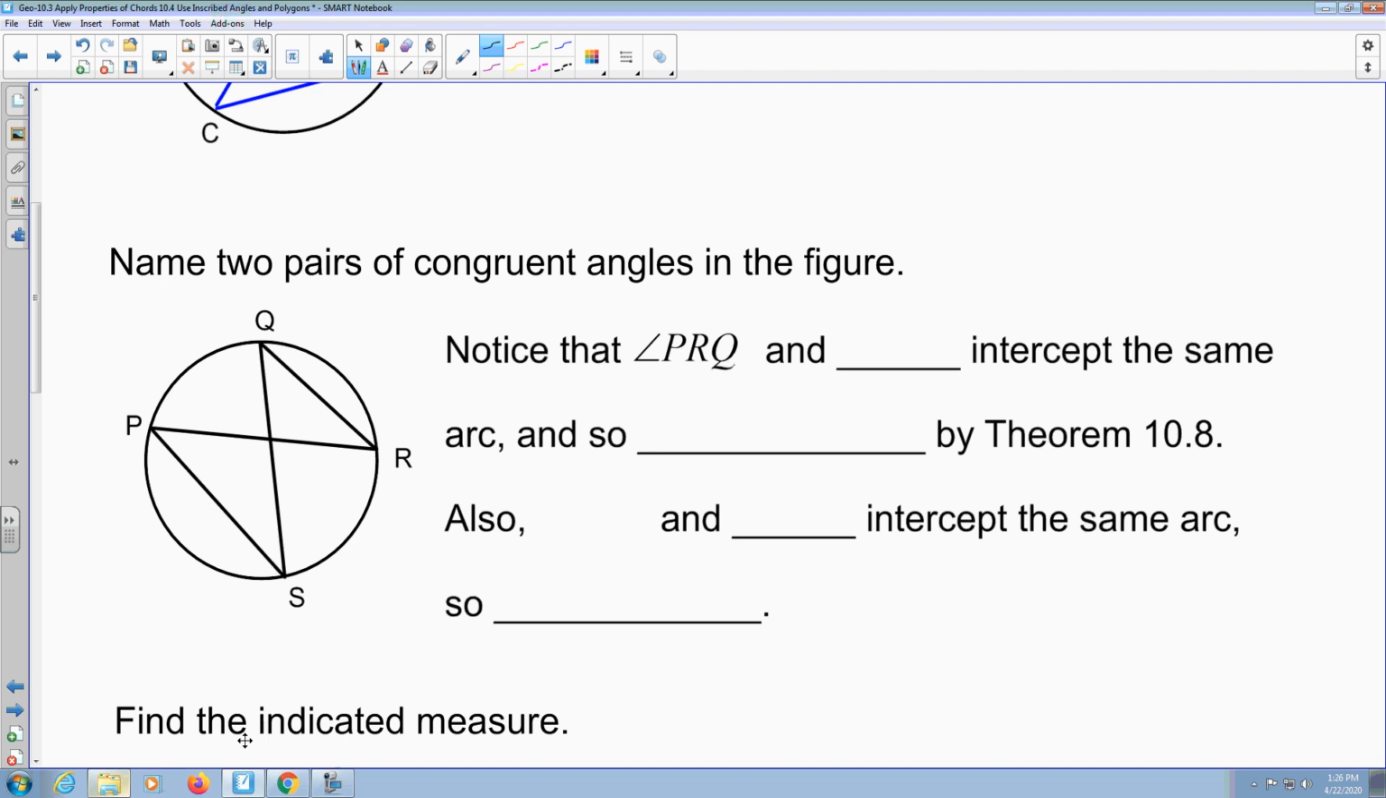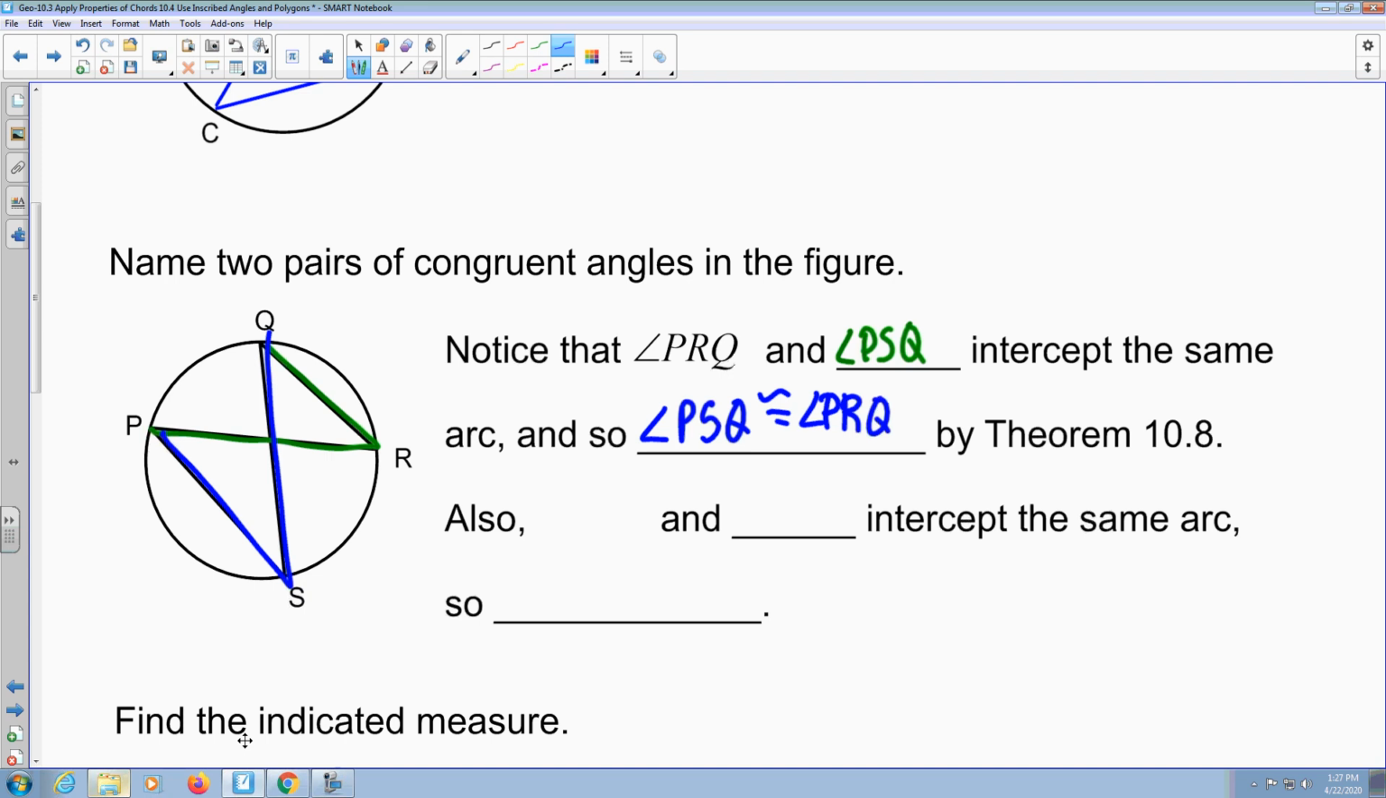So what we can say is this. Notice that angle, I'll even draw it out. It says PRQ, so I got PRQ right here, and PSQ, which would be right here. They intercept the same arc. So we can now say that angle PSQ is congruent to angle PRQ because of that theorem.